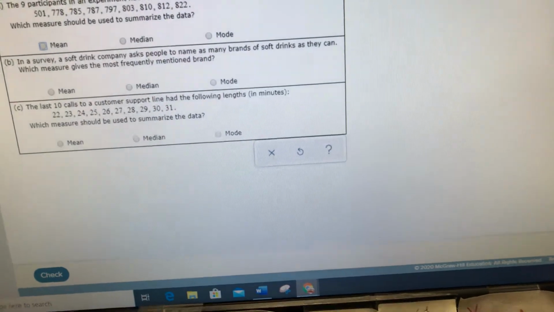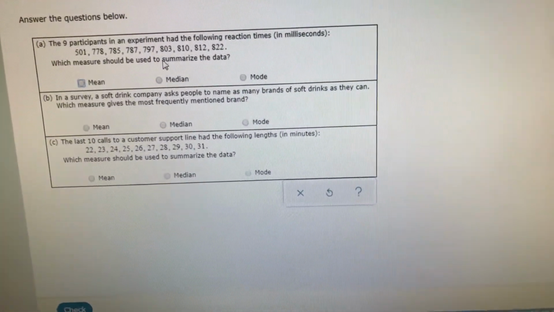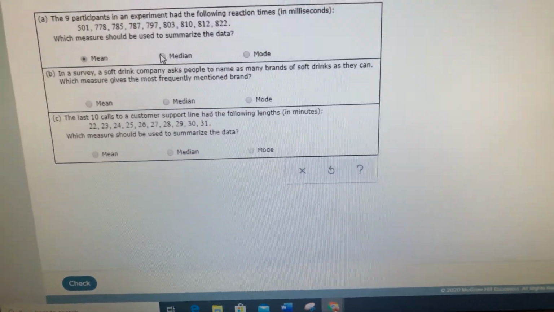So here we have 9 participants. An example had the following reaction times. Which measure would be used to summarize? Summarize means mean. I don't have to find the mean. I just say, oh yeah, I want the mean here.